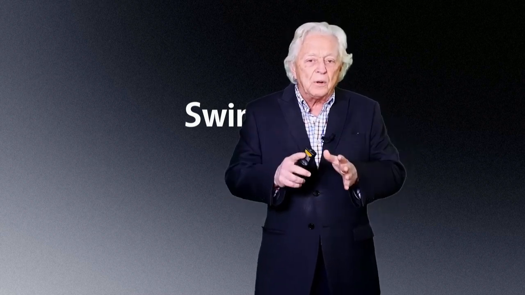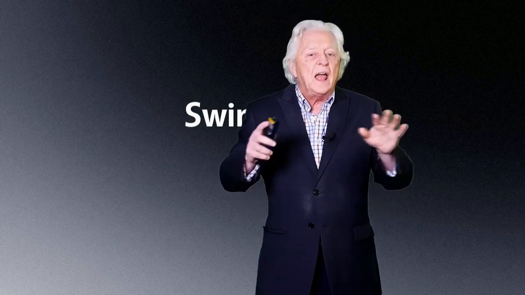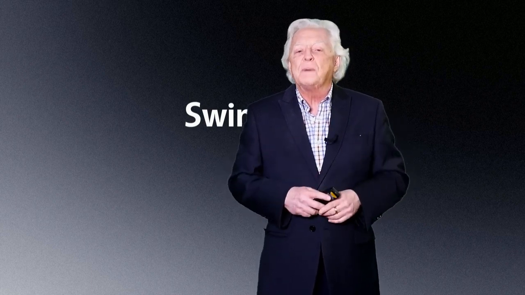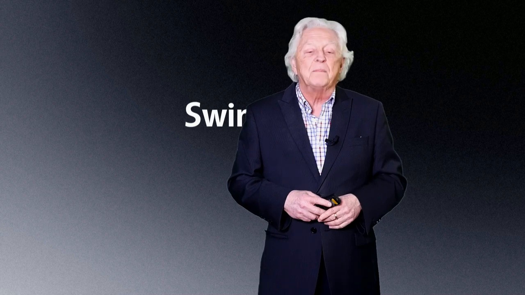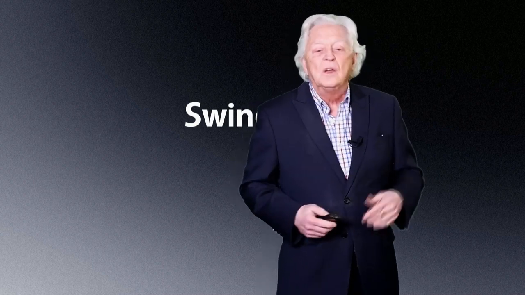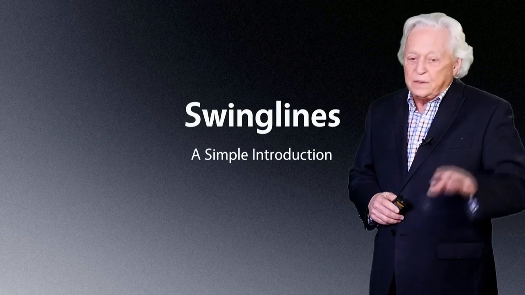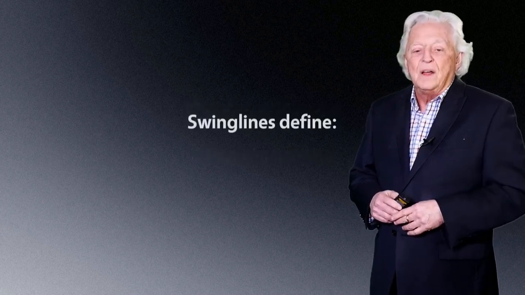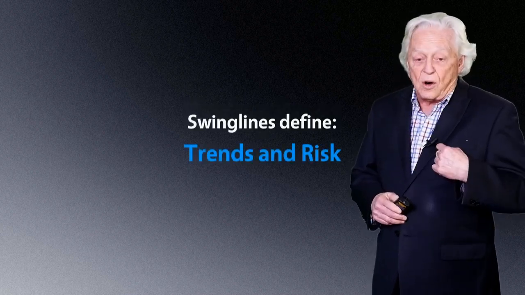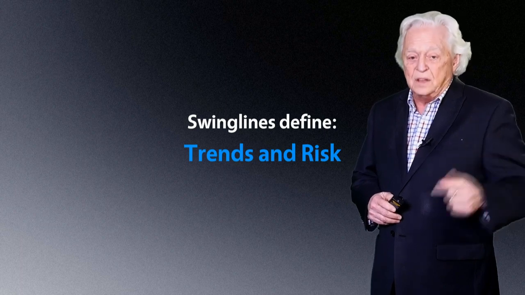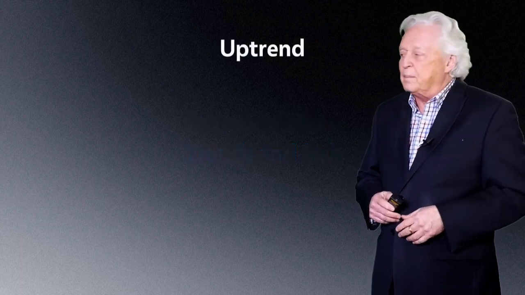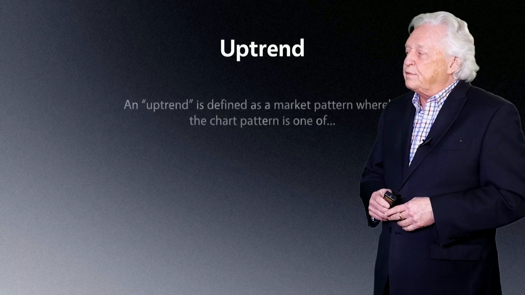I thought I'd do a short video and show you how to learn to do swing lines and prep you for the other parts that are in my charting course and what I talk about in my end of the day videos. So here we are with swing lines. And what swing lines do, and this is going to be your simple introduction, they define, as I call it, trend and risk in the market. Now you're going to say, what does that all mean? Well, let's start with an uptrend first.